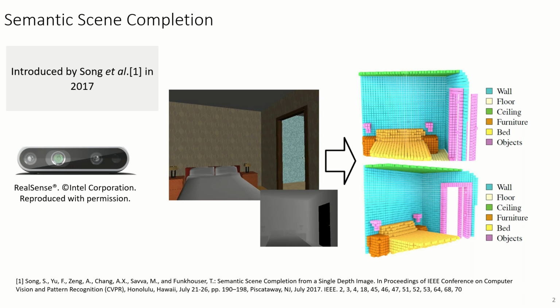The input for the task is a RGBD image captured by a structured light sensor like Intel RealSense or Microsoft Kinect. The goal of semantic scene completion is to classify every voxel of the scene with a semantic label indicating the class to which they belong, including occluded voxels.